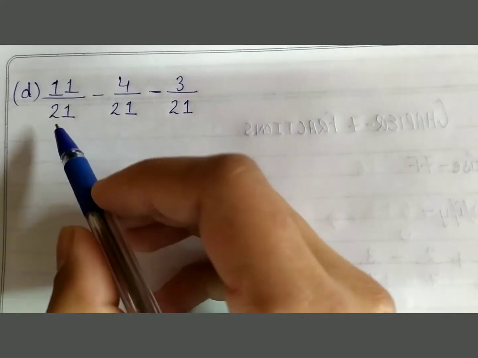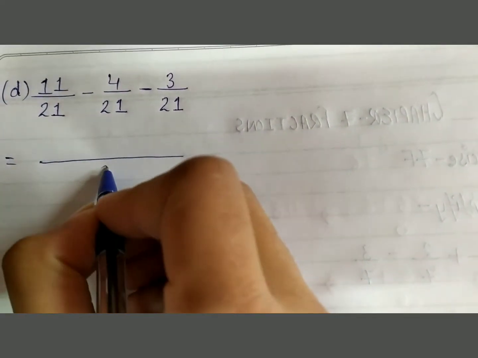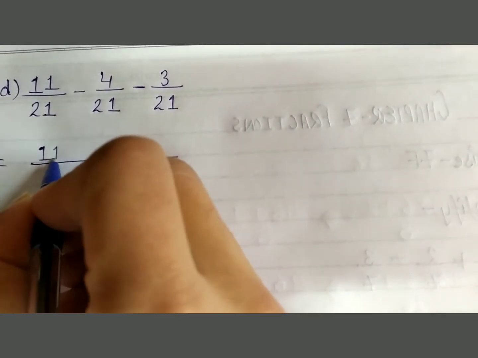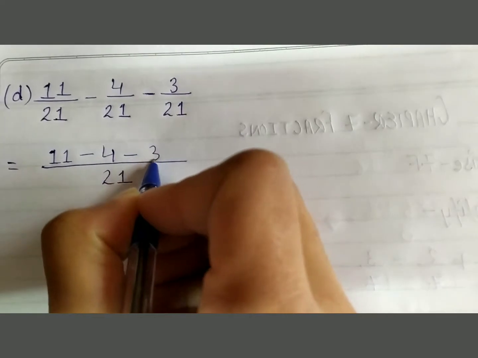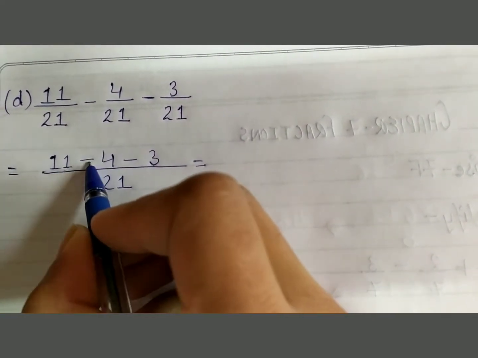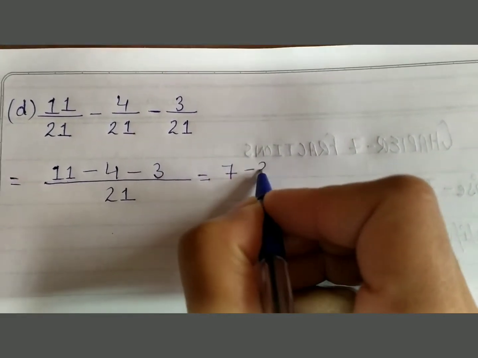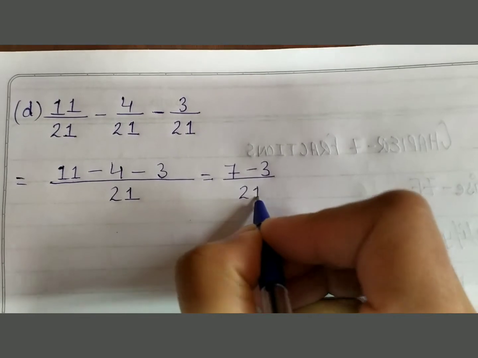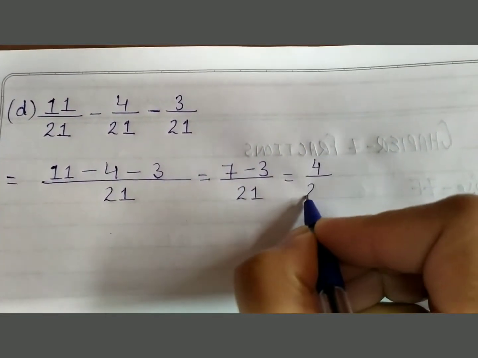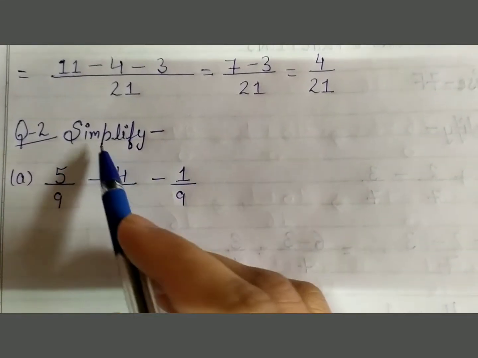Okay children. Next question is 11 upon 21 minus 4 upon 21 minus 3 upon 21. Children, the denominator is the same, that is 21. Write 21 in the denominator. 11 minus 4 minus 3. Firstly solve these two numbers. 11 minus 4 equals 7. Write 7 minus 3 upon 21. 7 minus 3 is 4 upon 21. This is the answer.